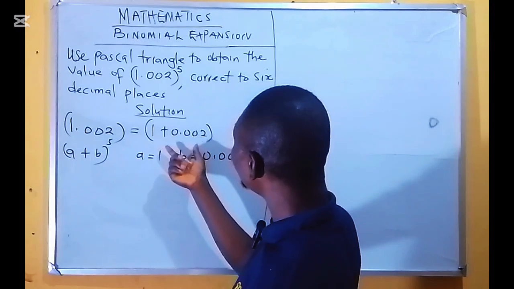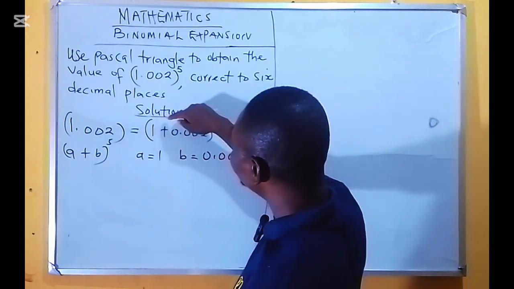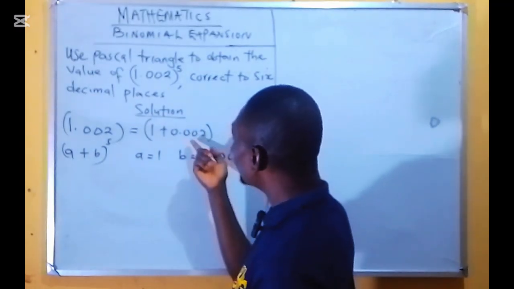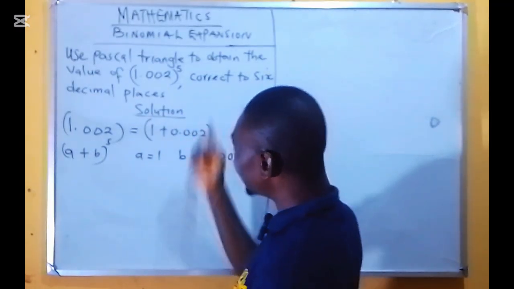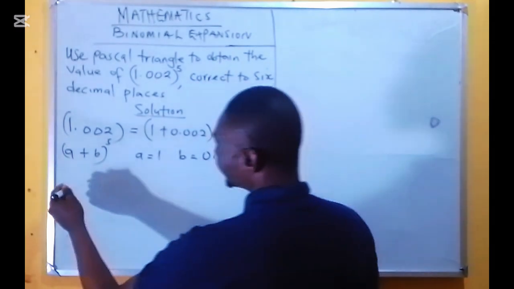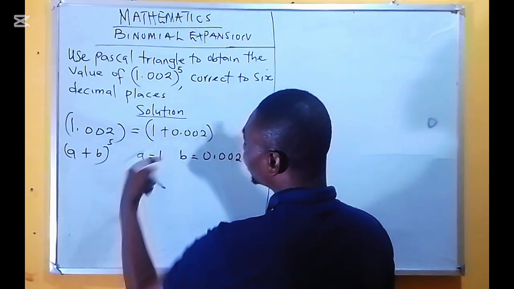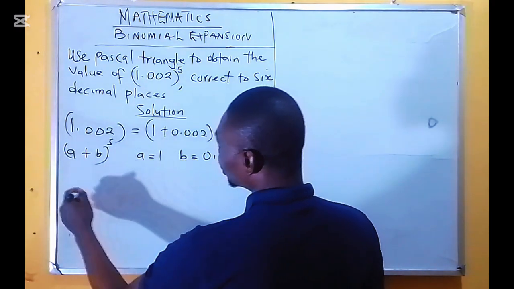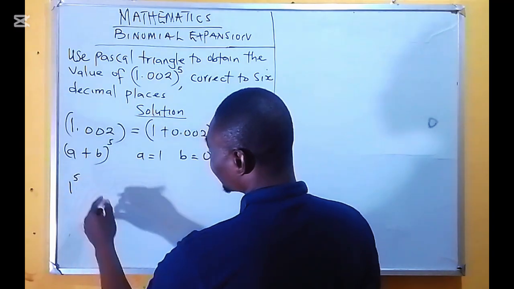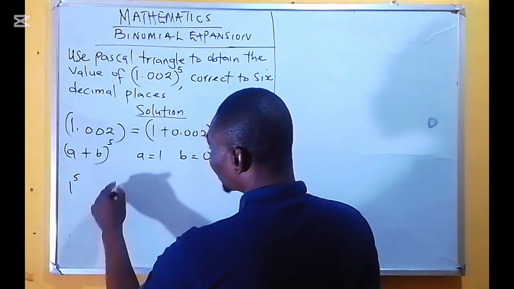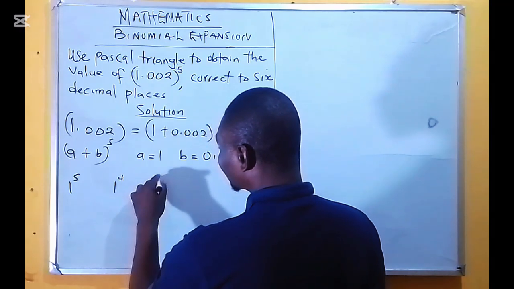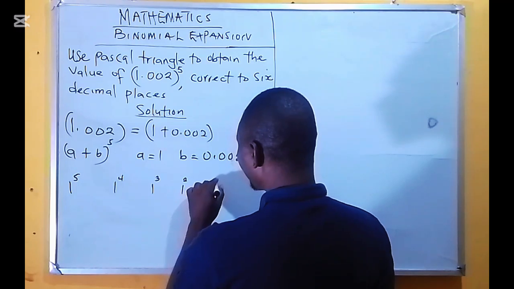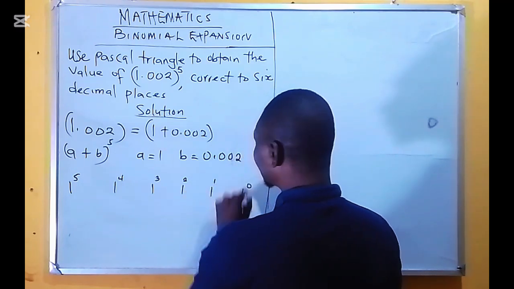Now, in binomial expansion, the power of the first term actually decreases while the power of the second term increases. So here, let me start with the power of the first term. Of course, it's carrying a power of 5. So we now have 1 raised to the power 5. Then it will decrease to 1 raised to the power 4, 1 raised to the power 3, 1 raised to the power 2, 1 raised to the power 1, then 1 raised to the power 0.